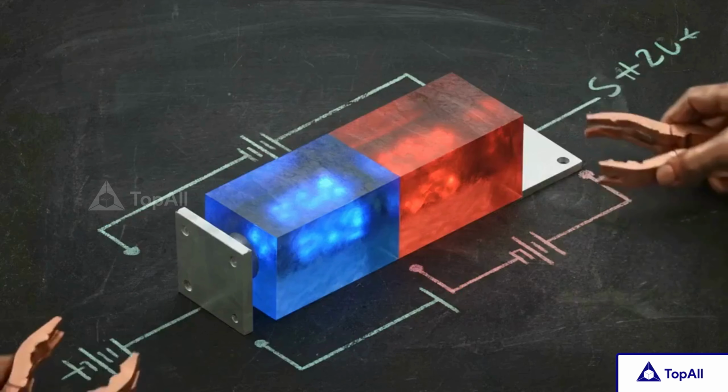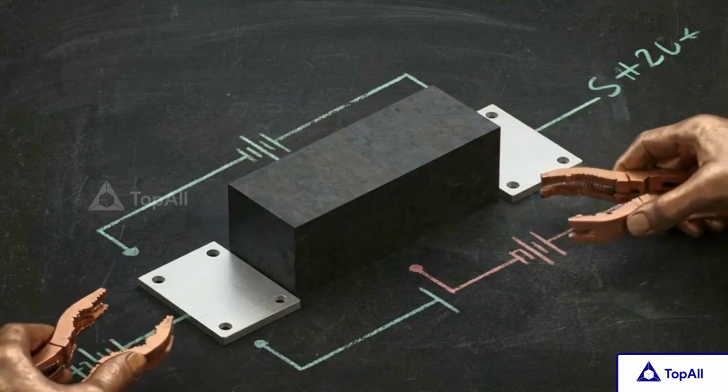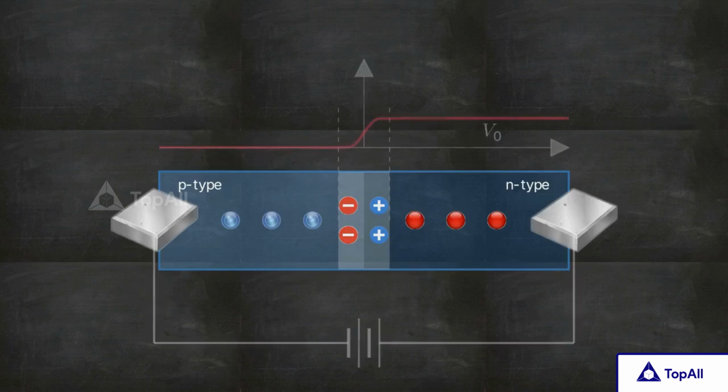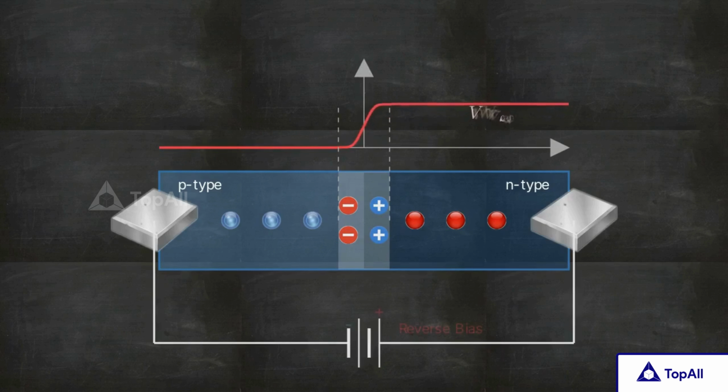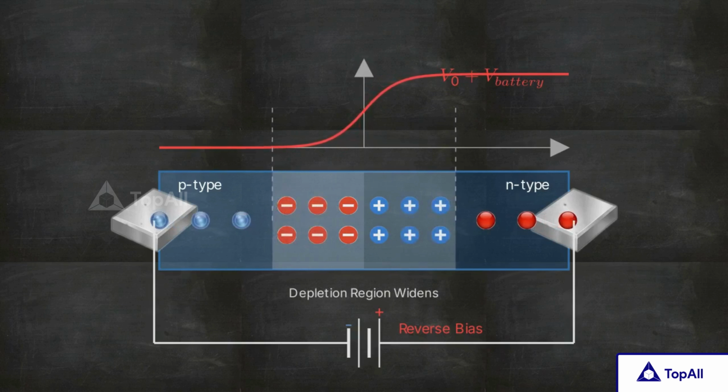But if you flip those battery terminals, connecting the positive end to the n side and the negative end to the p side, you apply reverse bias. Now, the battery's voltage adds directly to the internal barrier potential. The energy hill gets taller, the depletion region widens, and the gap becomes impassable. The flow of current is choked off.